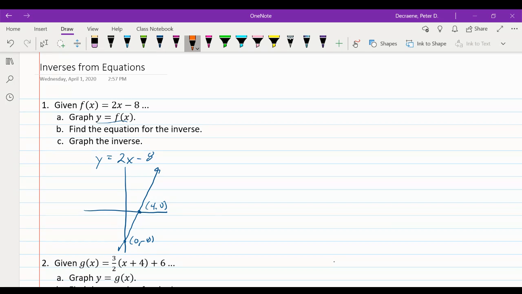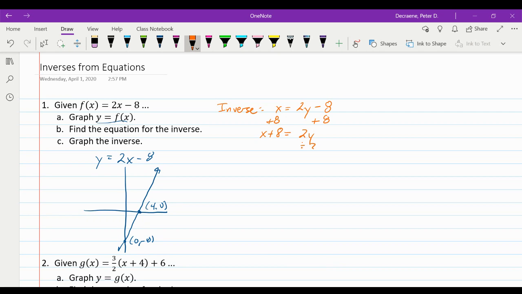To find the equation for the inverse, remember, any time that we do an inverse, we're just switching x and y around. So the inverse equation would be x equals 2y minus 8. And now if we want to write it as y equals, we have to do a little bit of solving, just like normal. We add 8 to both sides. We have x plus 8 equals 2y.